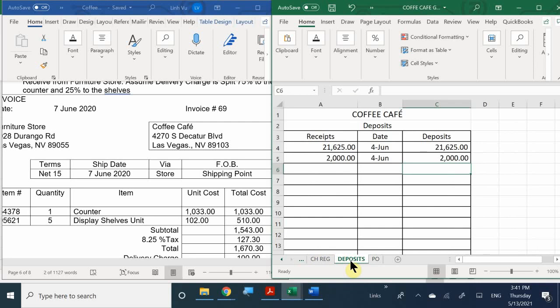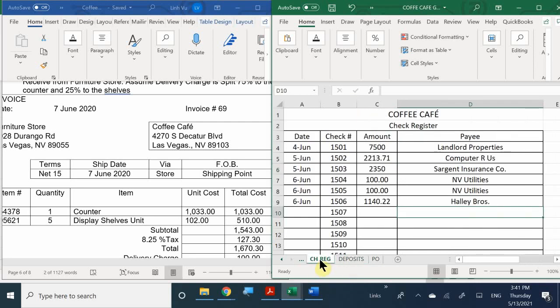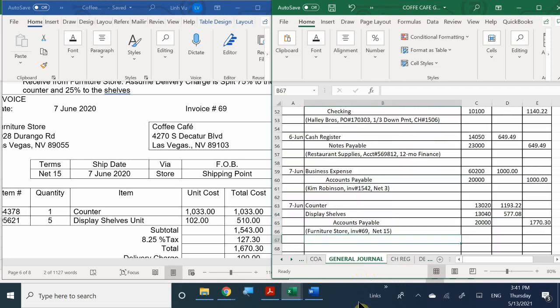No deposits were made. No checks were written out, right? We're not obligated to pay yet. We could pay later on. So there you go. That's my journal. So now we need to place it into our ledger.